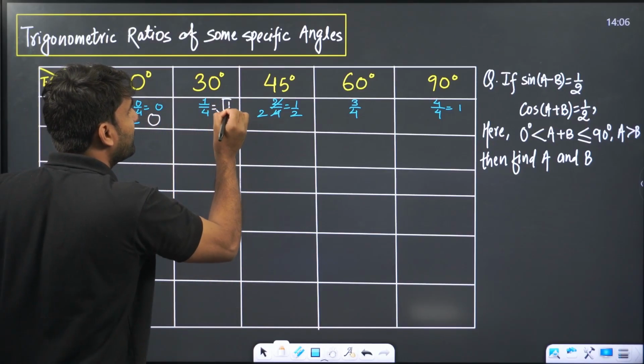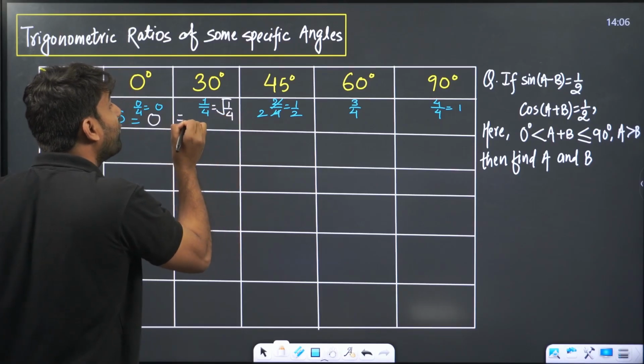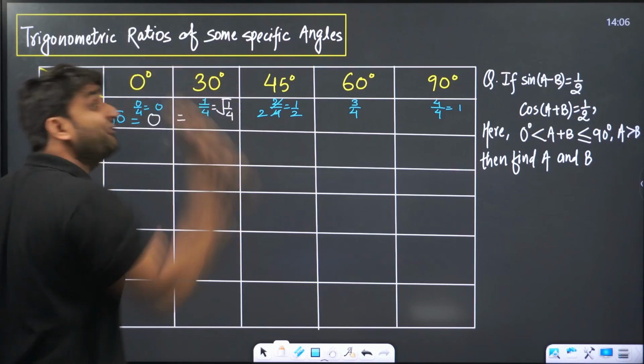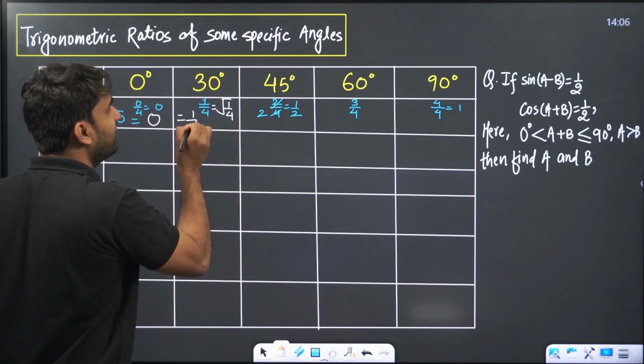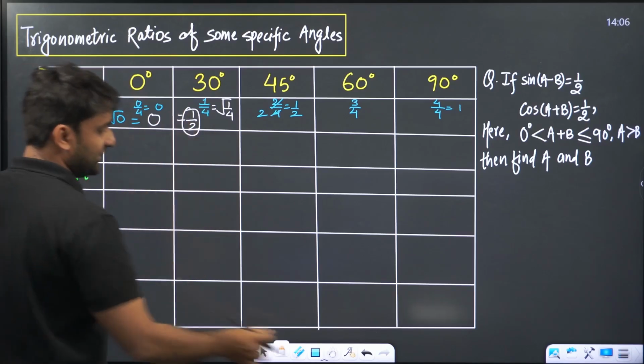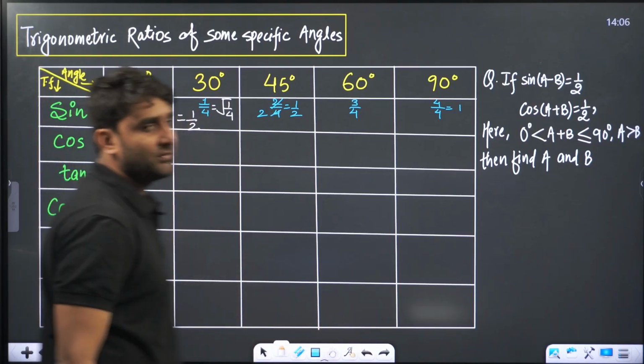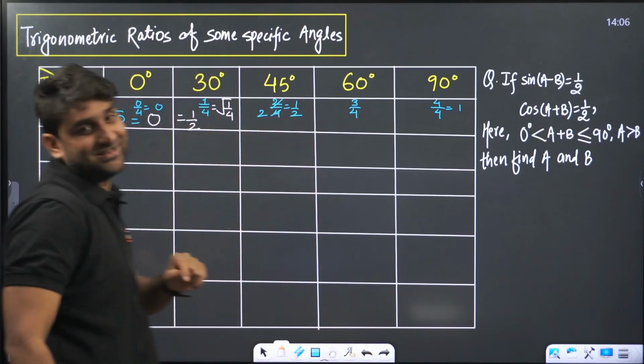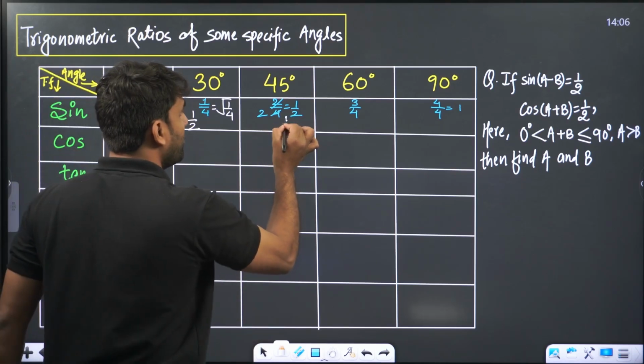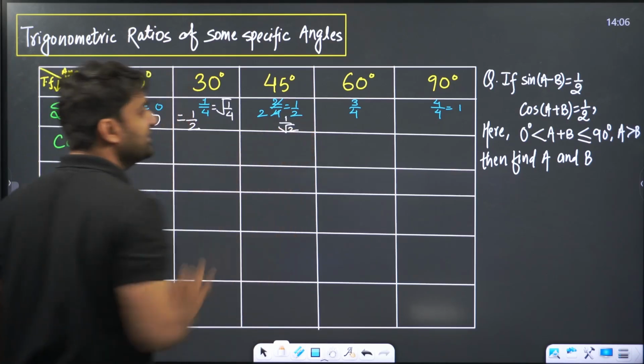Root 1 by 4 is equal to what, my dear champion? 4 is a perfect square, so the answer will be 1 by 2. This is the result. Clear, everyone? Second, 1 by 2 is the result. So if we write under root, 1 by root 2 will be the answer.